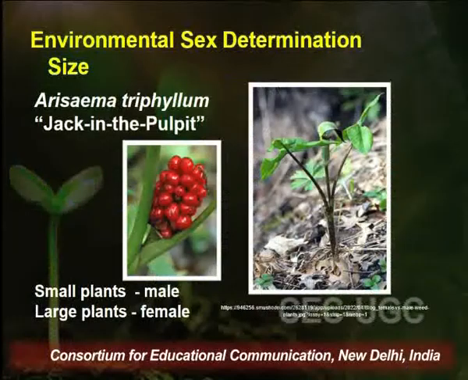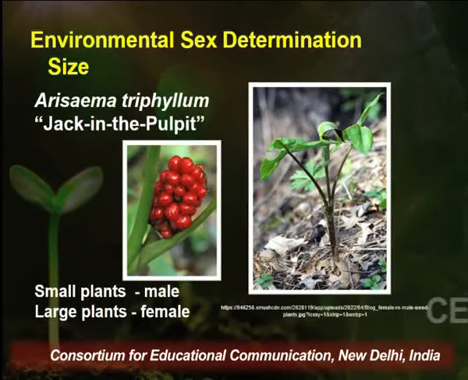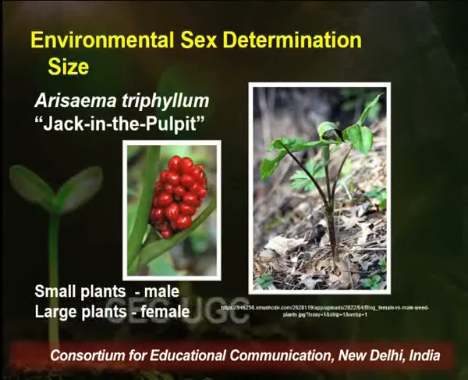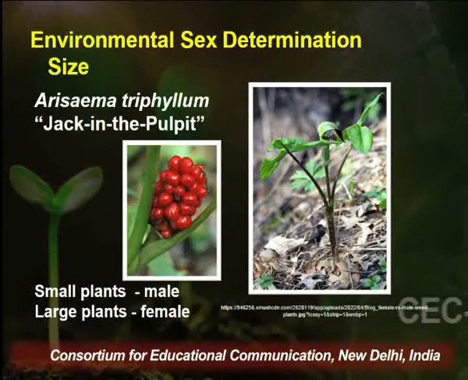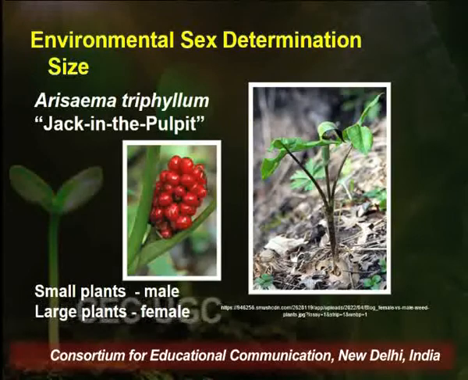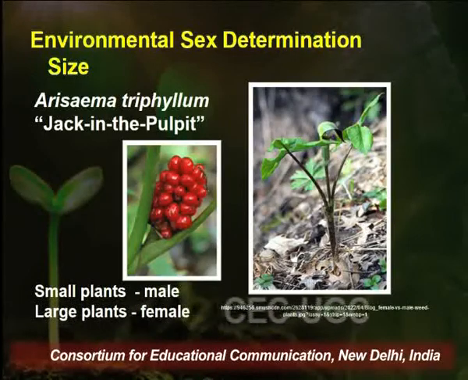Environmental sex determination is also with reference to size. As you can see on your screens, the beautiful plant of Jack in the pulpit, which is giving the appearance of a snake, which is Arisaema. On your screens you can find that the small plants will be male, whereas the large plants would be females. So that means here the size would naturally be depending upon the kind of conditions in soil and the light and of course the cluster effect.